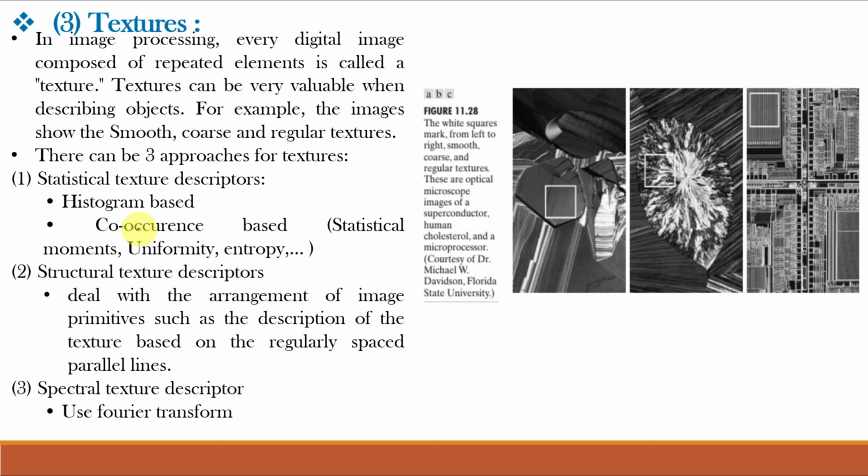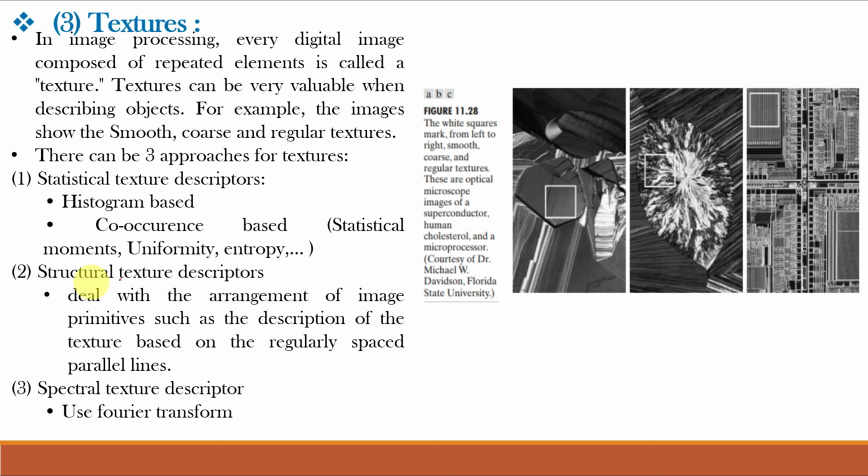Second one is co-occurrence based texture. This method focuses on spatial relationships between pixels. Statistical moments such as mean, variance, skewness, etc., uniformity, entropy and other statistical measures are calculated to describe texture properties. Co-occurrence matrices are often used to quantify pixel relationships at various distances and angles within the image.